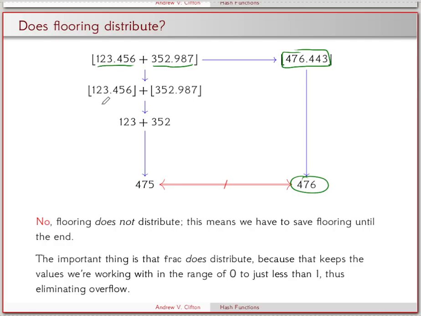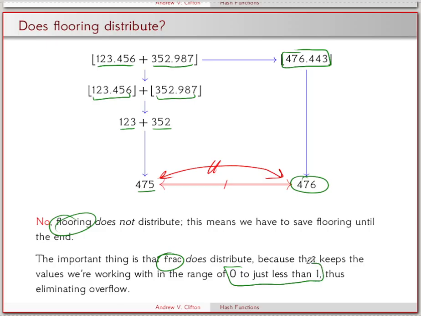Over here, I'm going to do the rounding first. So I'm going to round down 123.456, and then I'm going to round down 352.987, and then I'm going to add them up. So I'm going to add 123 plus 352, which gets 475. Those two numbers are not the same number. So the only thing I can't distribute is the flooring. The flooring has to happen once at the end. We can't move it inside of the loop. The important part is that the frac distributes, because that keeps our values, our range, limited. It's limited to 0 to 1, so we don't have to worry about overflow.